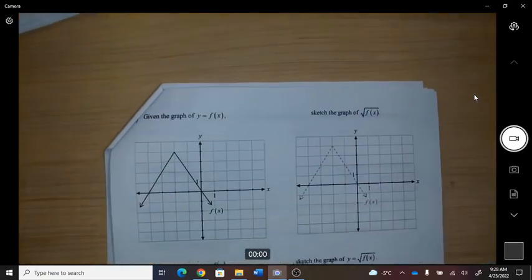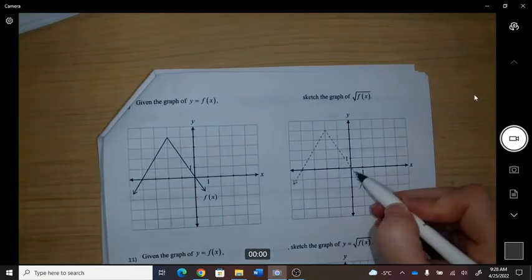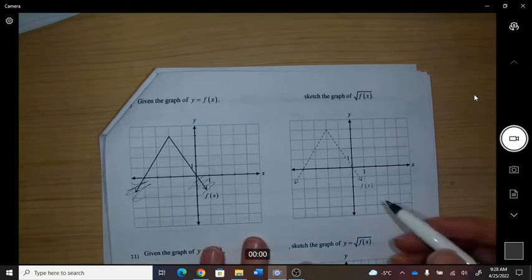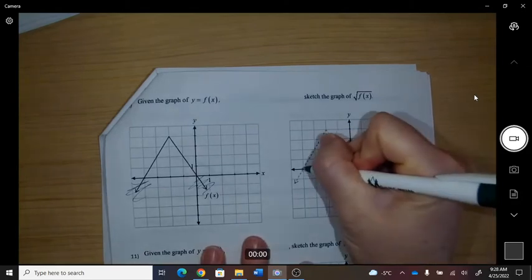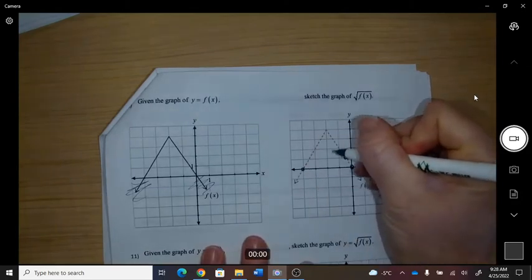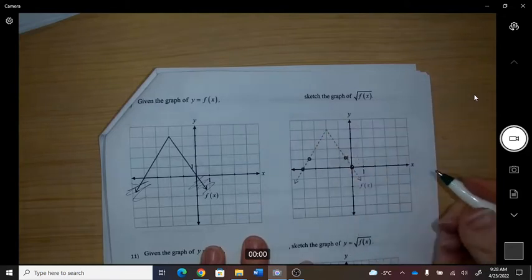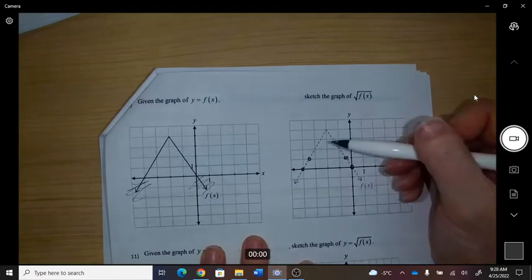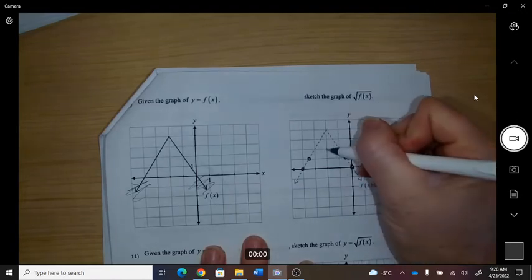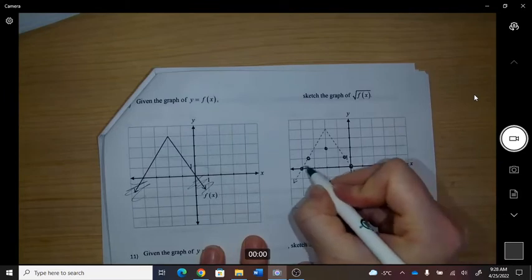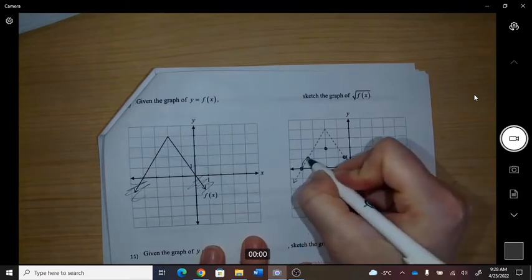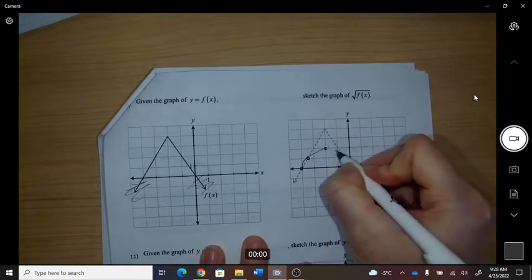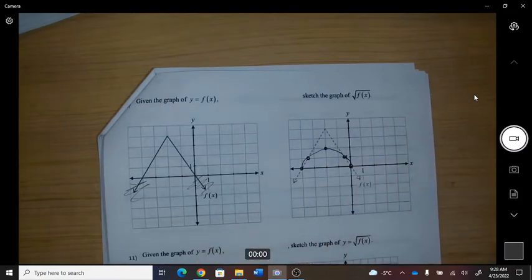Given the graph, sketch the square root. So this part and this part won't exist anymore. So 0 will stay. Heights of 1 will stay. Now this is 1, 2, 3, 4. That top point has a height of 4, so the square root of 4 will move to 2. This section, the decimal, will now go above, same with here, and then connect like that.